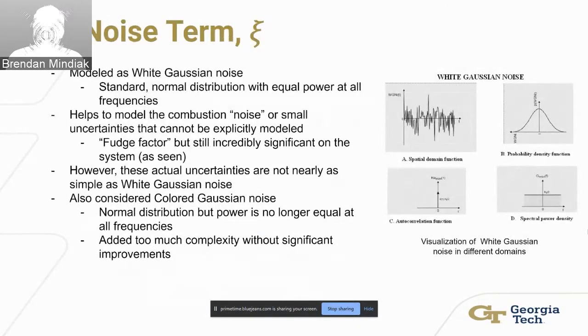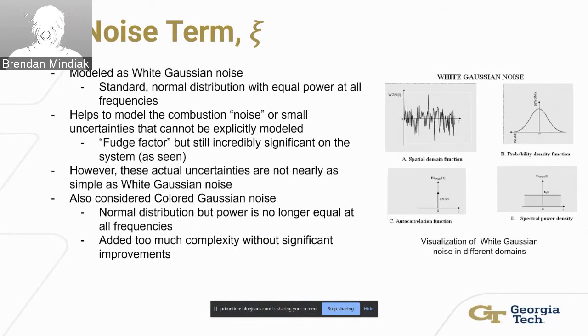So with the noise term, we modeled it as white Gaussian noise, which has a standard normal distribution of equal power. You can see on the top right figure, that's our standard normal distribution, and the bottom right is the equal power at all frequencies. The purpose of the noise term is to help model the combustion noise, or small uncertainties that you can't really account for explicitly. So it's almost like a fudge factor because it is independent of everything else in the system. It's added at the end of our governing PDE.